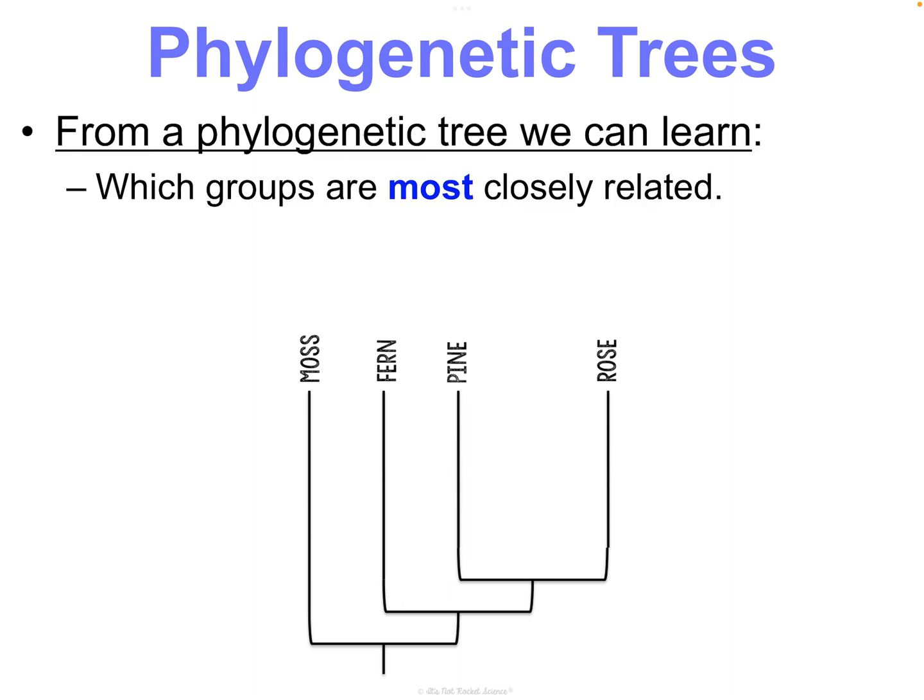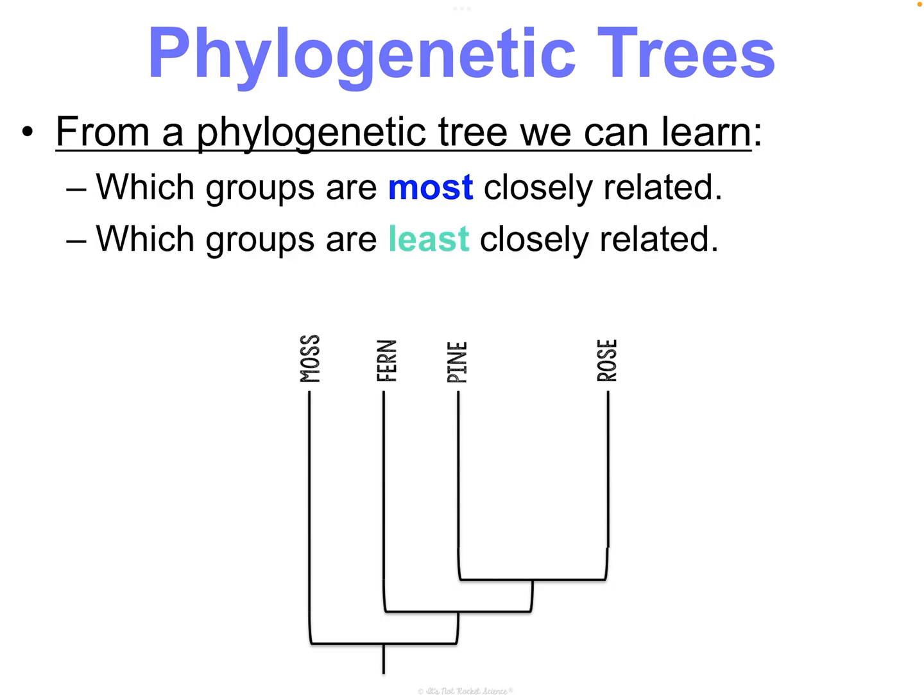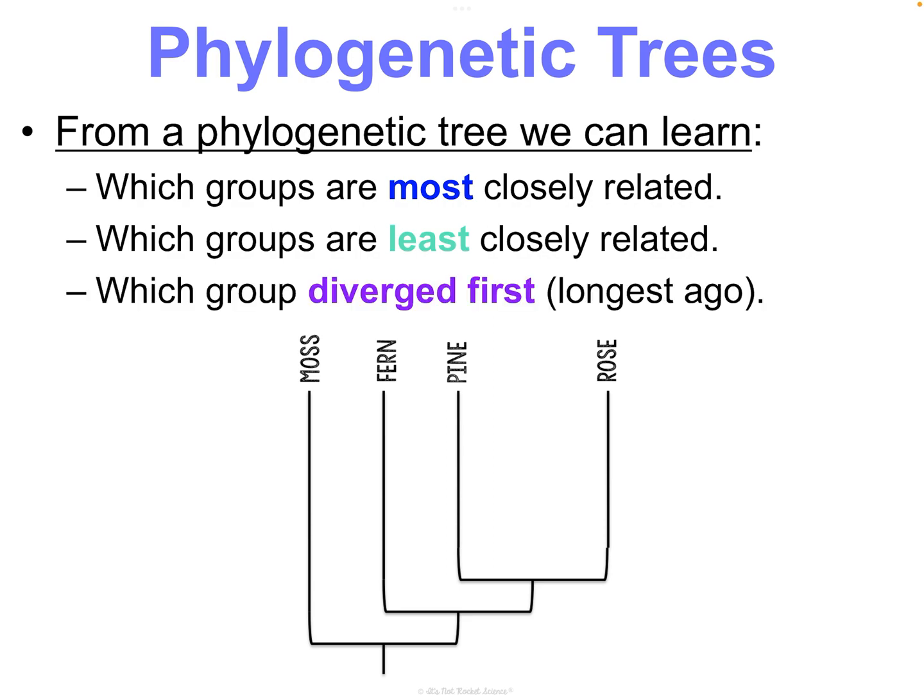So from a tree, we can learn a couple things. We can see which groups are most closely related. We can see which ones are least closely related. And then which group diverged first or the longest ago.